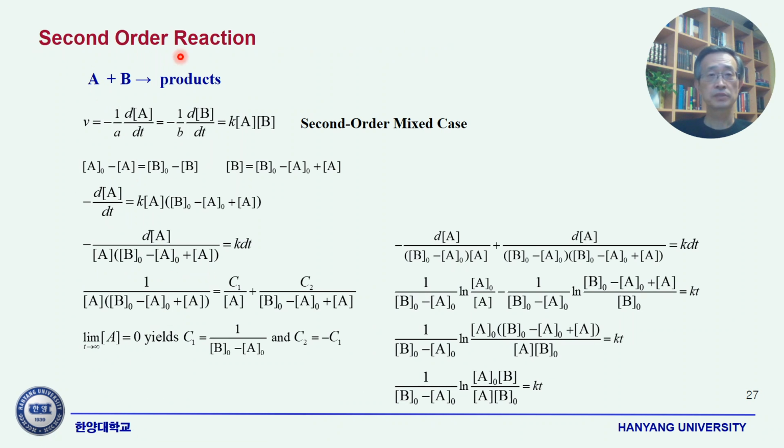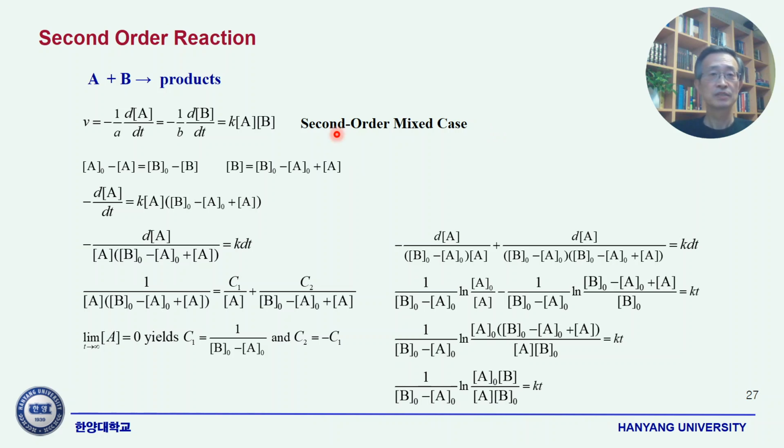Now the next topic is the second order reaction. It looks like first order for A and first order for B, but together this is second order. This is not the same as the 2A goes to product case. So we call this the second order mixed case.